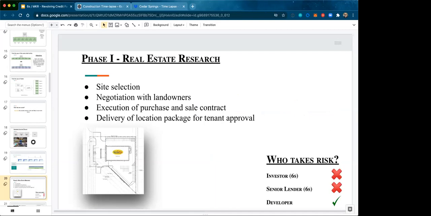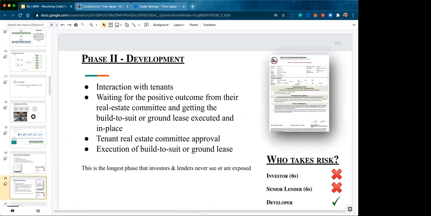So fundamentally, phase one, real estate research. This is where developers go out and find site selection. They're negotiating with people. They're building up a package to share with a tenant to get their blessing. Who takes the risk? The developer. The senior lender and the investor don't touch anything here. Same thing on the development side. They engage with tenants. They work on getting together a package and executing the build-to-suit and the ground lease. The developer takes all of this risk. The senior lender touches nothing here.